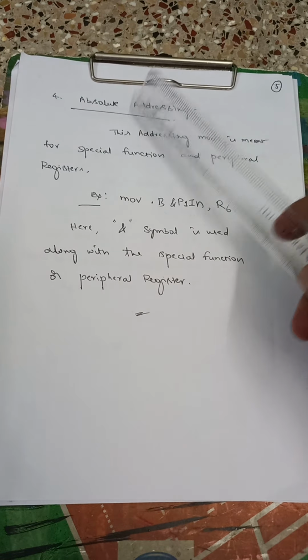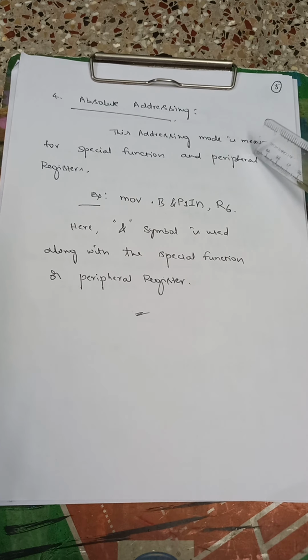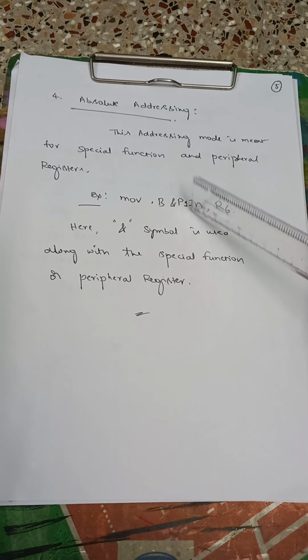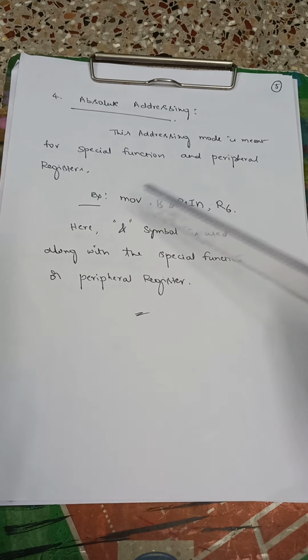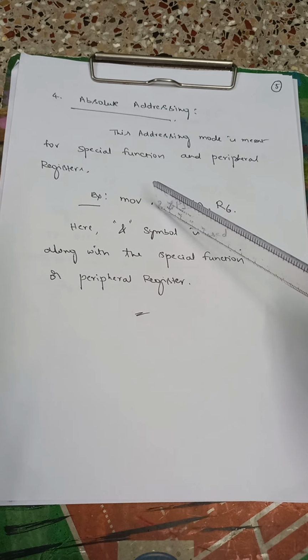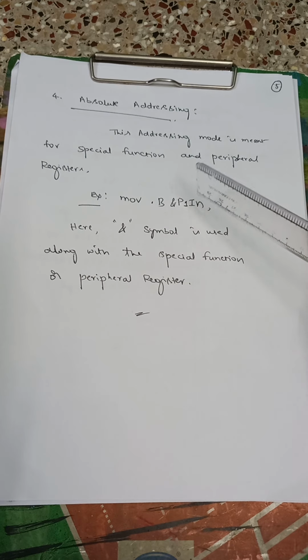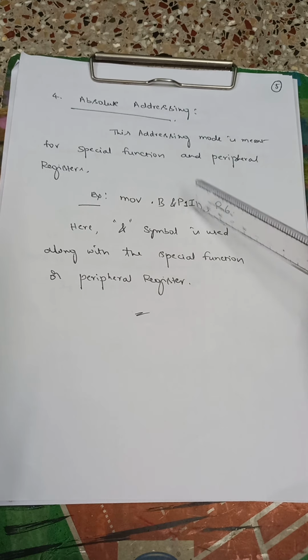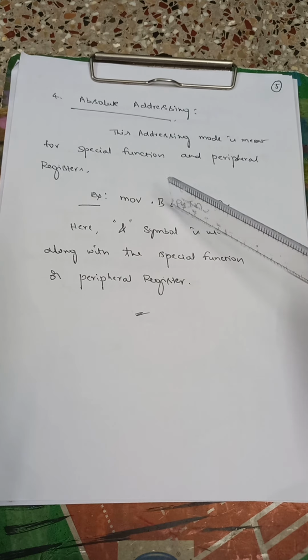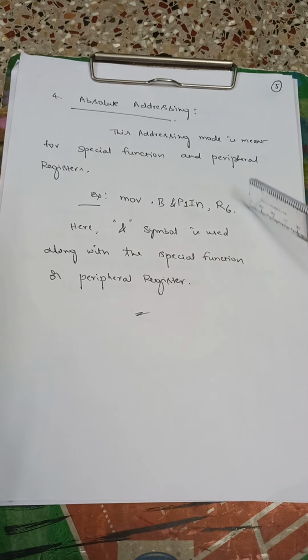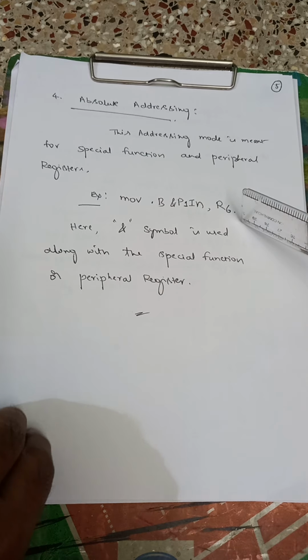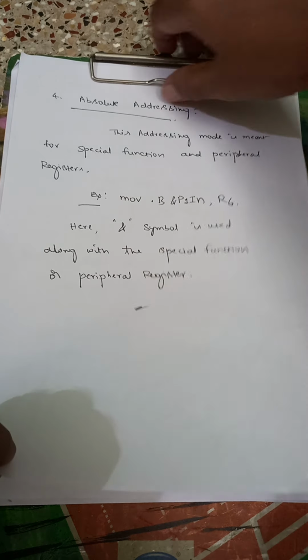Next, going to the absolute addressing mode. This addressing mode is meant for special function registers or the peripheral registers. In this example, a byte transfer is taking place from P1 in peripheral register to R6. This register is going to have an ampersand in its representation. So from this register, a byte of information is being transferred to another register, namely R6.